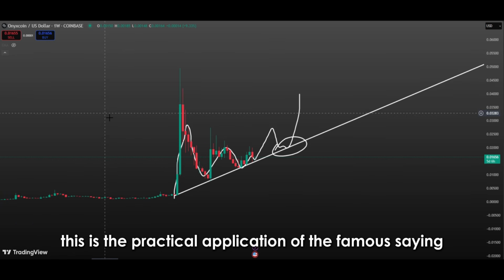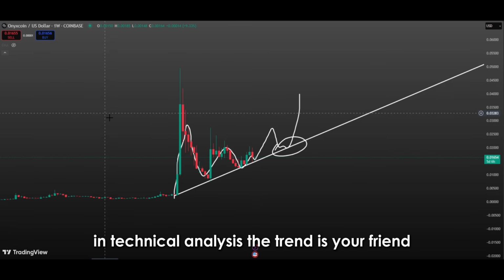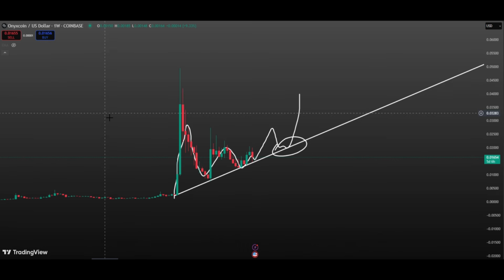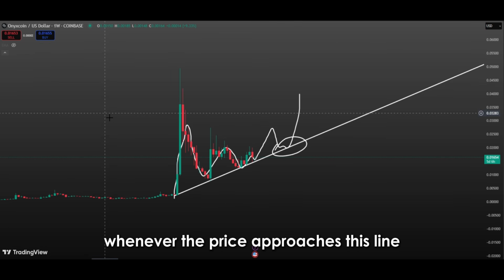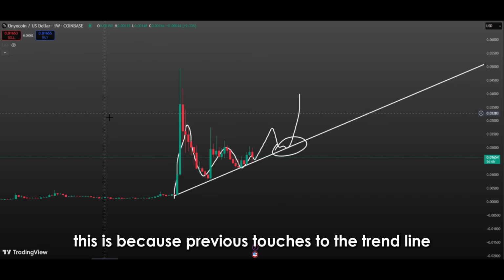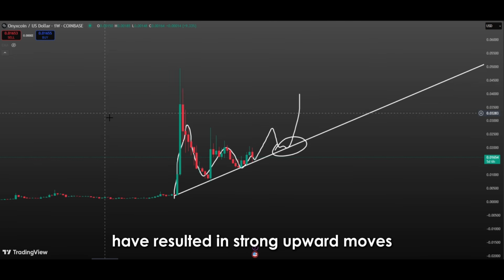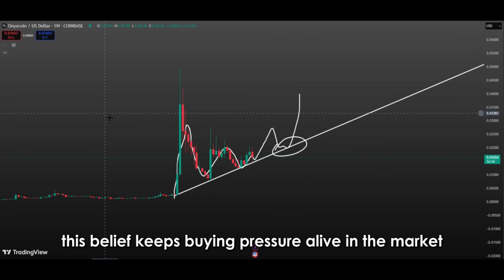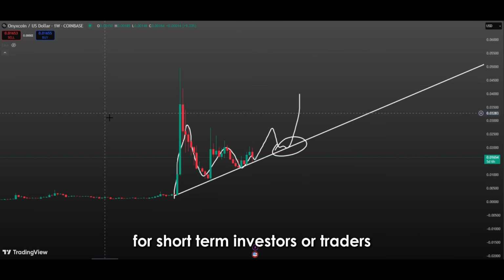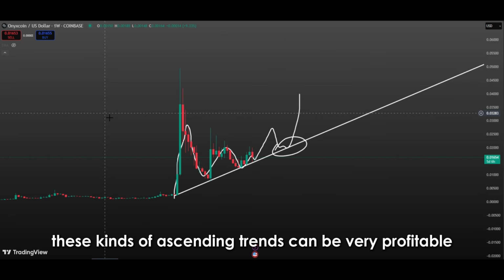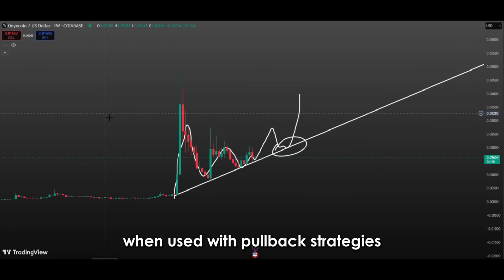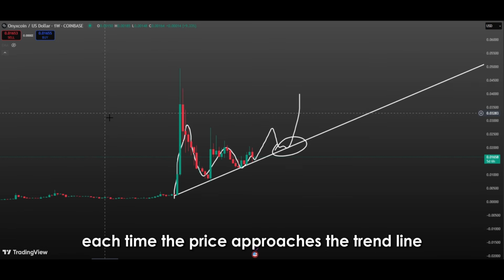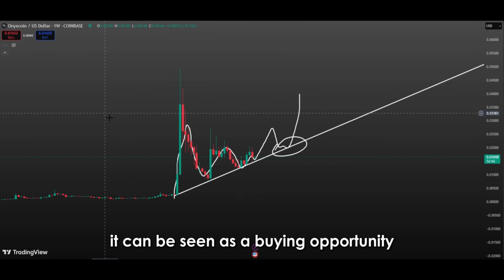This is the practical application of the famous saying in technical analysis, "The trend is your friend." Investors often prefer to open positions or increase their existing ones whenever the price approaches this line. This is because previous touches to the trend line have resulted in strong upward moves. As long as the trend line remains intact, there is a belief that upward momentum will continue. This belief keeps buying pressure alive in the market. For short-term investors or traders, these kinds of ascending trends can be very profitable when used with pullback strategies. Each time the price approaches the trend line, it can be seen as a buying opportunity.